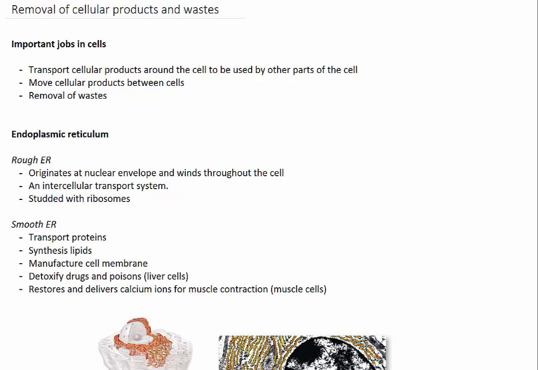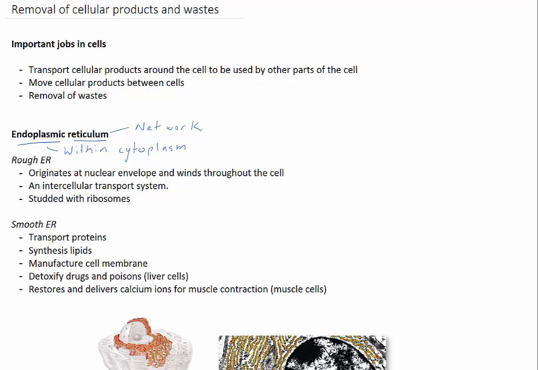The endoplasmic reticulum is a network of sacs and tubules composed of membranes. Endoplasmic means within cytoplasm, or within the cytoplasm, and reticulum means network. So it's basically referring to the network that exists within the cytoplasm, that is the endoplasmic reticulum.